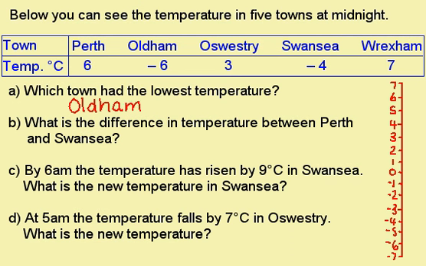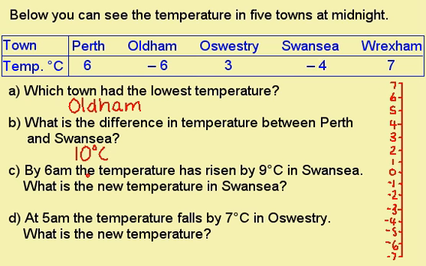I'm now looking for the difference in temperature between Perth and Swansea. Perth has a temperature of 6 and Swansea has a temperature of -4. If I show these two temperatures on my number line, I can then see that the difference between the two temperatures is 1, 2, 3, 4, 5, 6, 7, 8, 9, 10. So the difference in temperature is 10 degrees C. When they ask for the difference, it will always be a positive answer.